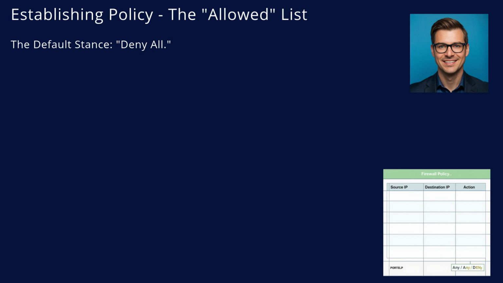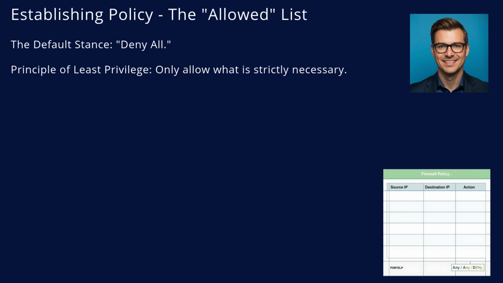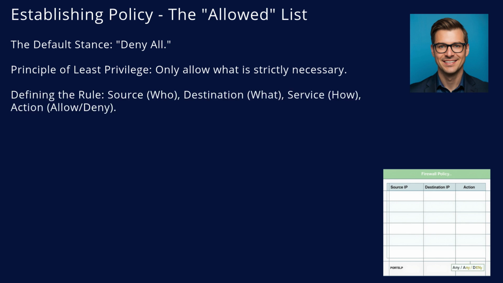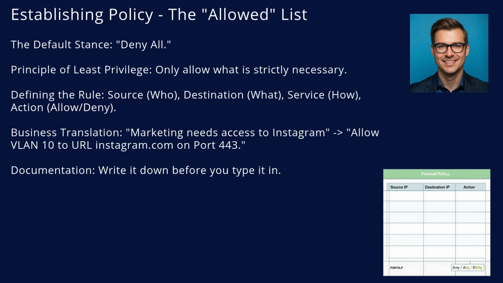Let's start with establishing policy. The golden rule of network security is deny all. By default, nothing should pass. You only open holes for specific, approved traffic. This is the principle of least privilege. You need to define the rule clearly. Source, who is connecting? Destination, what are they connecting to? Service, what port are they using? Action, allow or deny. Your job is to translate business needs into this format. If marketing says, we need social media, you translate that to source VLAN 10, destination Instagram.com, port 443, action allow.